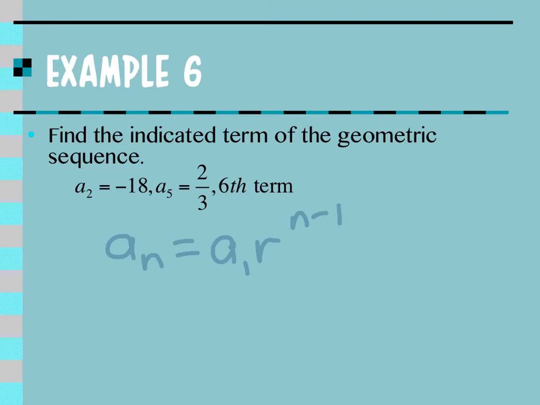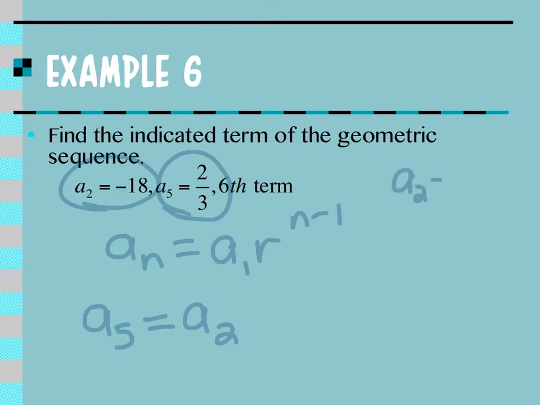So if I have a sub 5 and a sub 2, I'm always going to put the larger one on the left. So let's say I have a sub 5 over here, and then let's say I have a sub 2 instead of a sub 1, because I don't know what a sub 1 is. Then the exponent on my R should be the difference between the left and the right. So think about if I'm doing a sub 2, I would do a sub 1 R to the first, right? Because it would be 2 minus 1, which is 1.